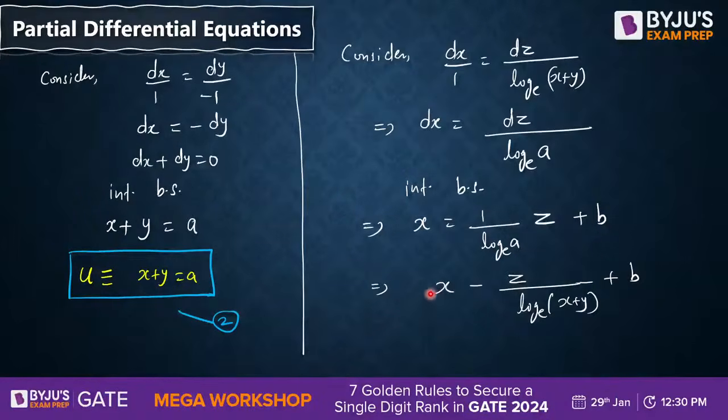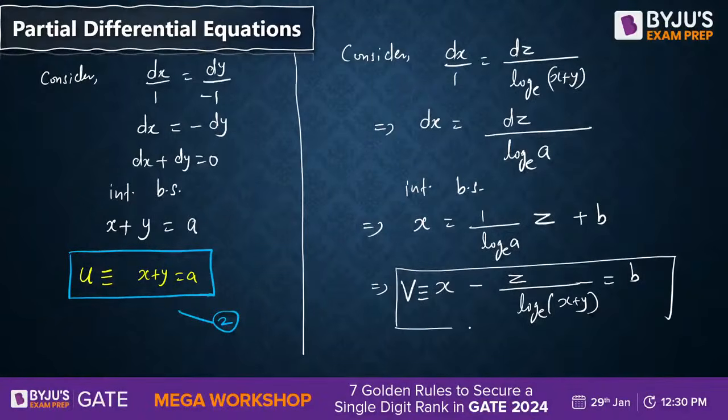Okay. So students, this is our second solution. Second solution is denoted by v. So we have got one solution in equation 2, another solution in equation 3. Understood? Now we will club these solutions together.